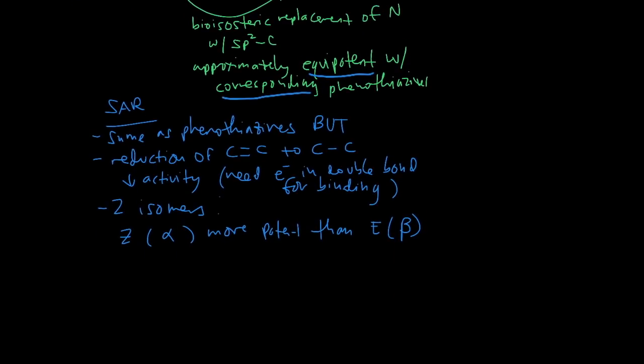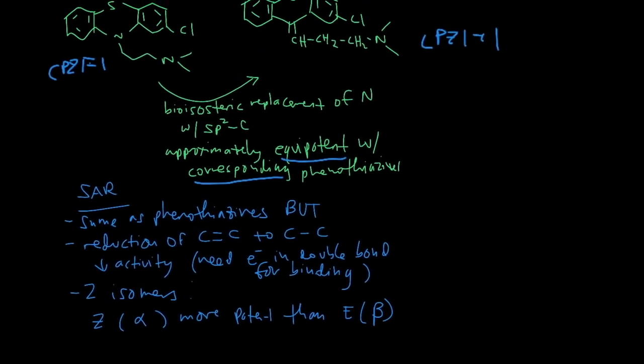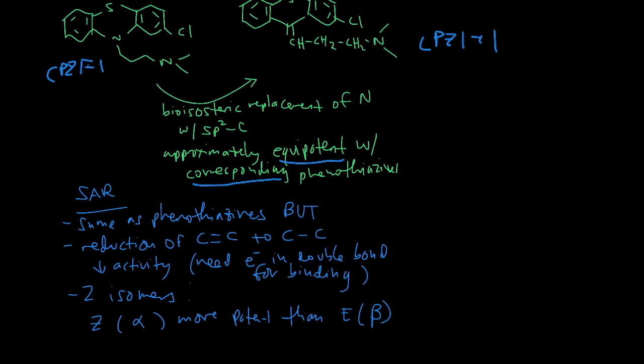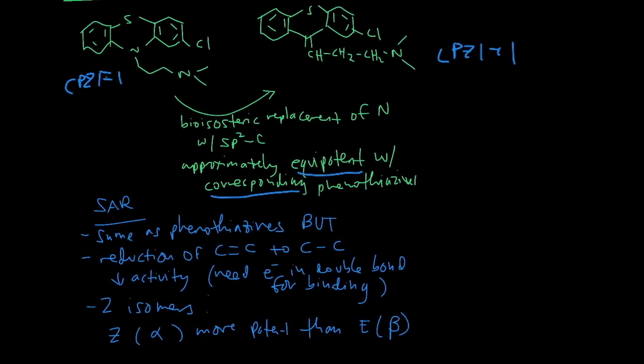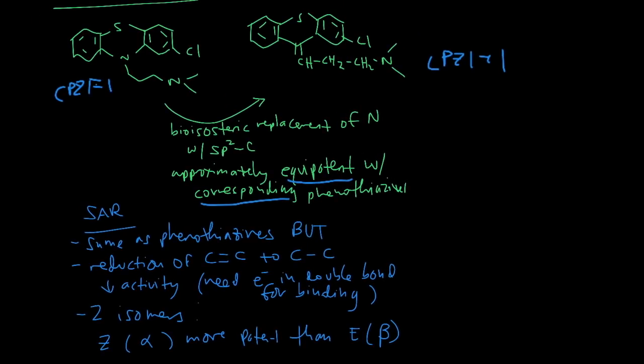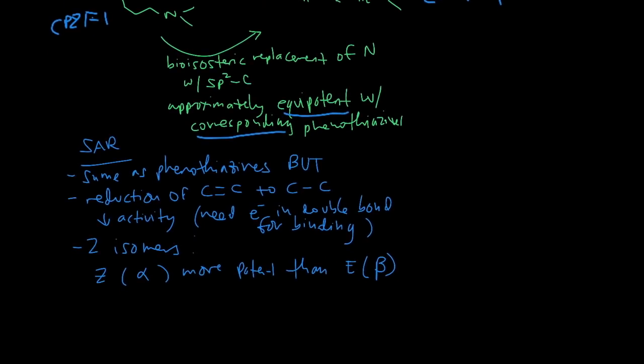SAR is the same as your phenothiazines, except reducing this carbon double bond to a carbon single bond results in less activity because you need the electrons in that double bond for binding. Also, your thioxanthines have two isomers, your Z isomer or alpha isomer, and your E isomer or beta isomer. Your alpha isomer is more potent than your beta isomer. Therefore, would your alpha CPZ be greater than, less than, or equal to your beta CPZ? Greater than.